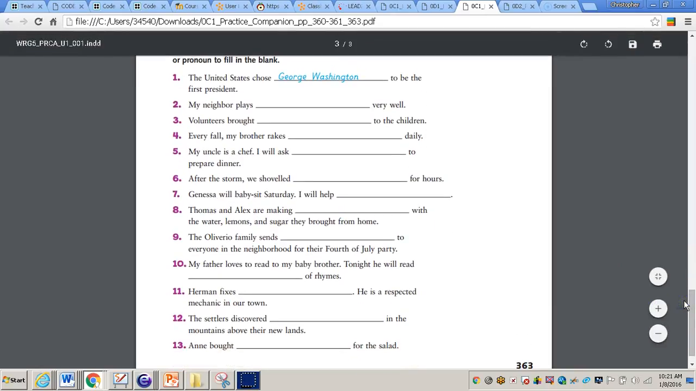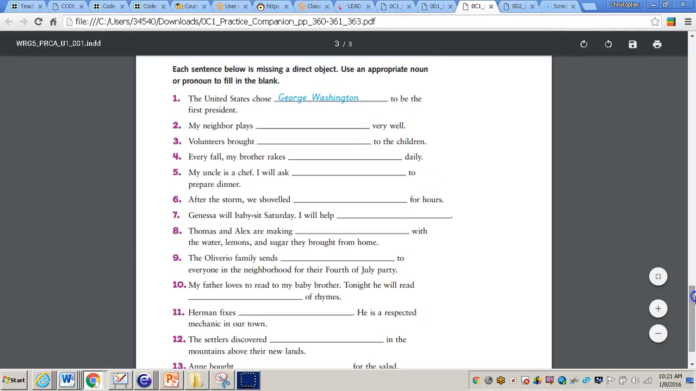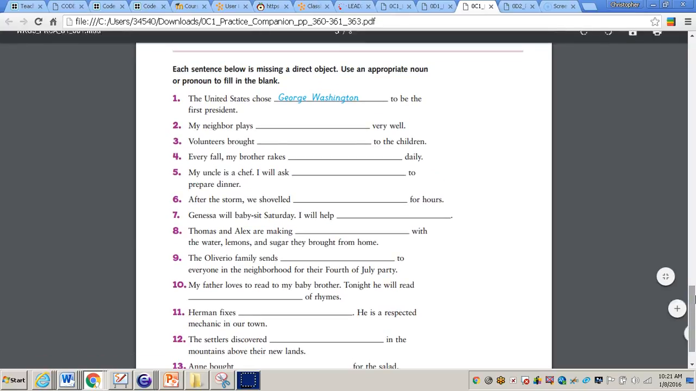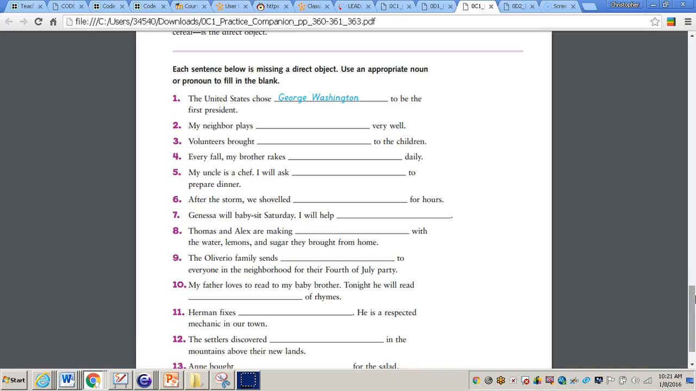The directions say each sentence below is missing a direct object. Use an appropriate noun or pronoun to fill in the blank. So we can see for number 1, the United States chose, whom did they choose? George Washington to be the first president. So George Washington, you can see there, is the direct object.